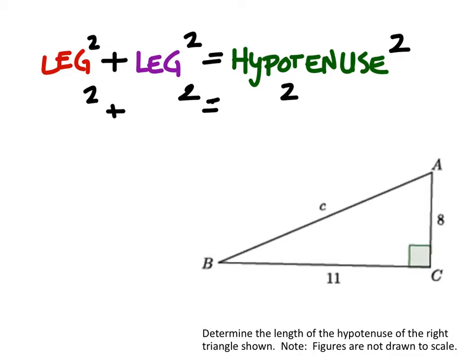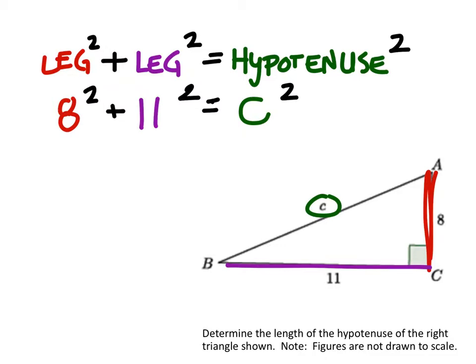So I'm going to identify this leg right here, which is 8. And then I got this leg right here, which is 11. And the hypotenuse is just shown as c squared. So this is using the equation to do it instead of the pictures, which is okay. 8 to the power of 2, 8 times 8 is 64. So again, that would be the area of that square. 11 to the power of 2, 11 times 11 is 121.